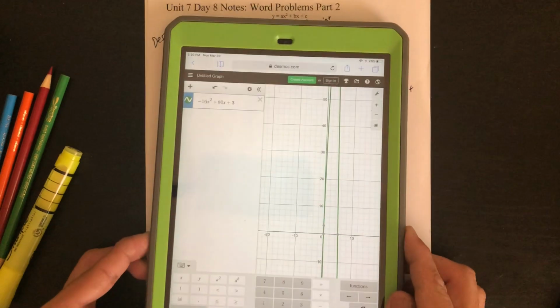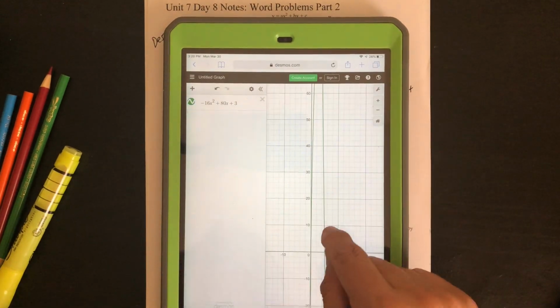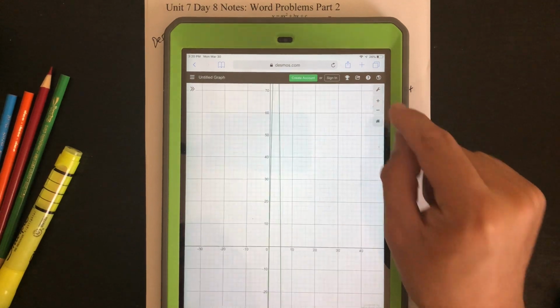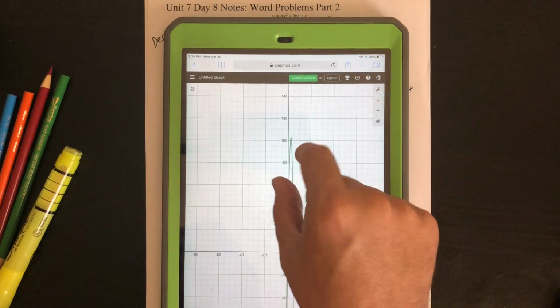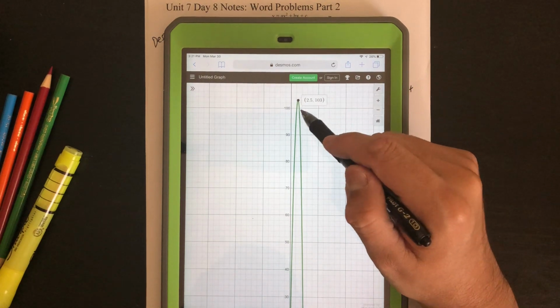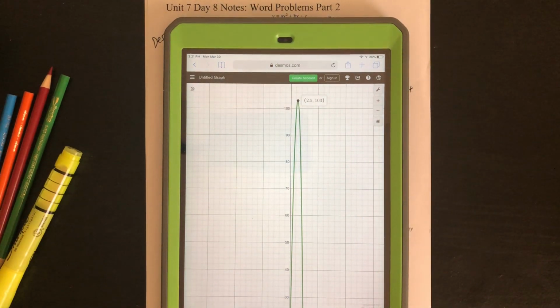Okay. And if you notice, I'm going to have to zoom out a little bit so I can see the big picture. And there we go. Now I'm going to click my vertex, which is all the way up here. And my vertex is 2.5 and 103.